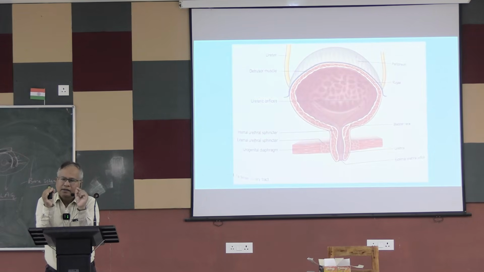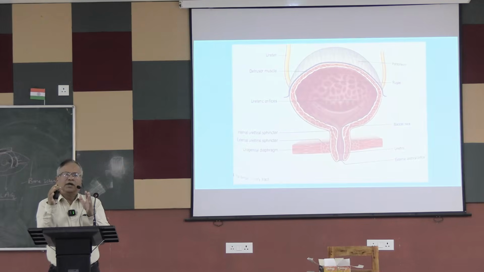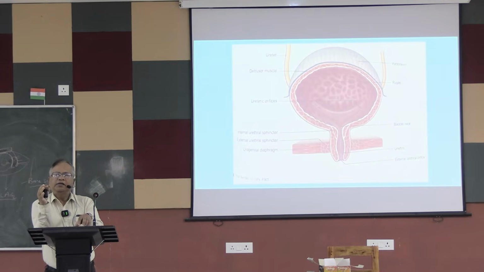What is the other thing? Dribbling of urine. Even after it is all done, urine keeps coming drop by drop, little by little. All these together constitute the lower urinary tract symptoms, and this is very typical of benign hyperplasia of prostate that occurs in the elderly male patients.